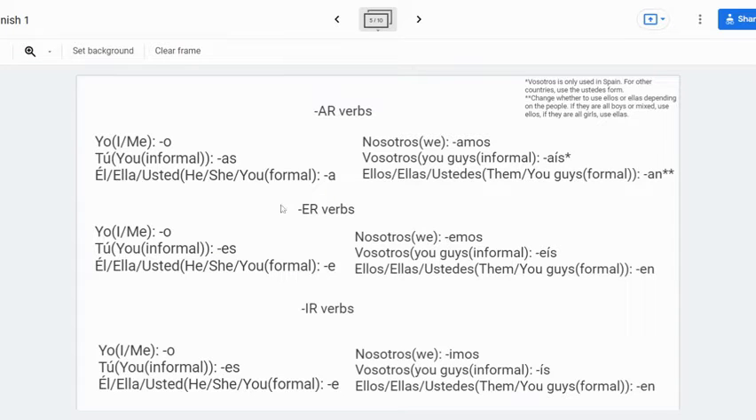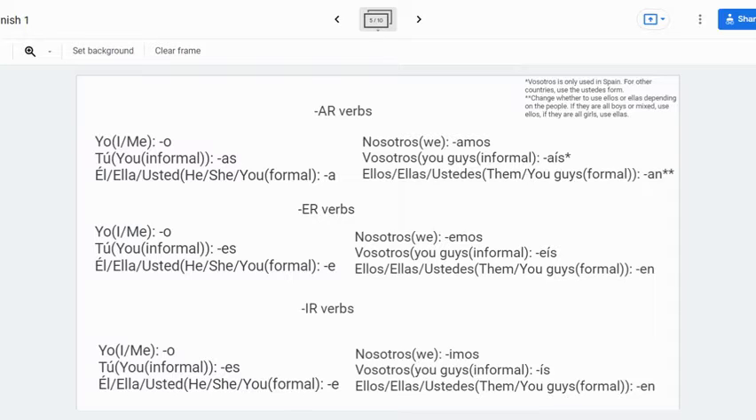The ER verbs conjugate similarly. For the yo form, it's still O, but for the tú form, él, ella, usted forms, nosotros, vosotros, and ellos, ellas, ustedes forms, you should drop the ER and add an ES, E, EMOS, ÉIS, and EN respectively.